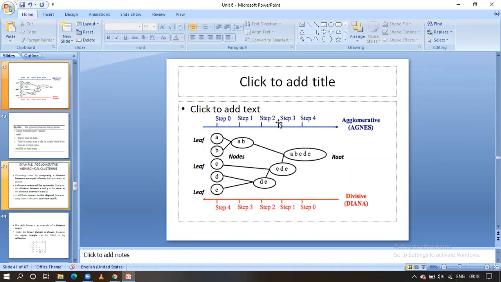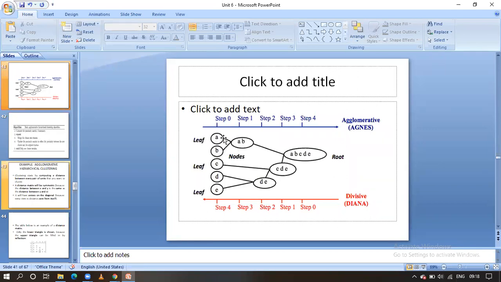First step, second step, third step. Finally, we get a root having all the objects. This is agglomerative hierarchical clustering. This process is called a bottom-up approach. Why? Because we are starting from the leaf nodes, and slowly combining the objects having similar properties.